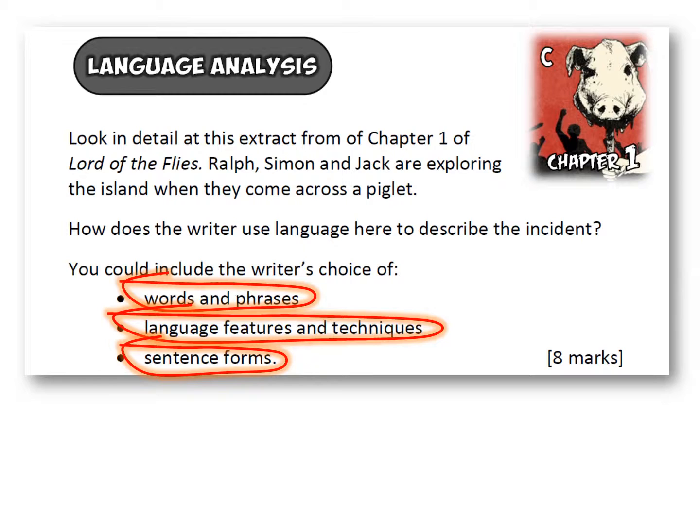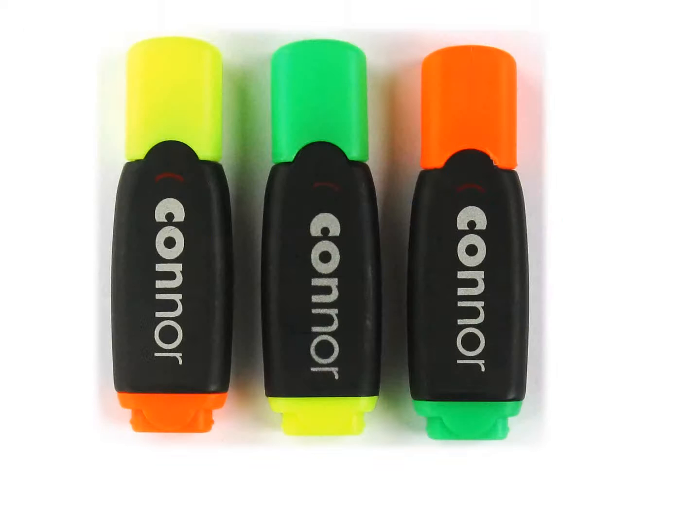Now we're going to work through each of these three things in turn, giving you some ideas about how you might approach it, and then showing you how you might put these things together and communicate them in an answer. You will need 3 different highlighters to be able to do this, so you might want to pause and get those now.